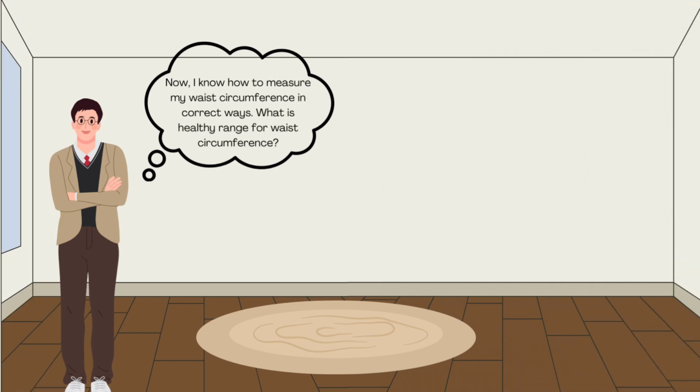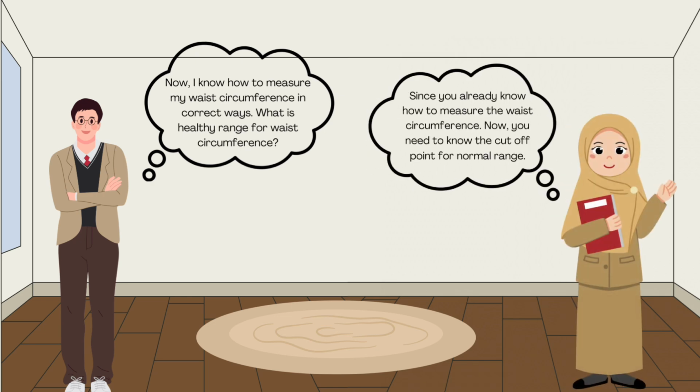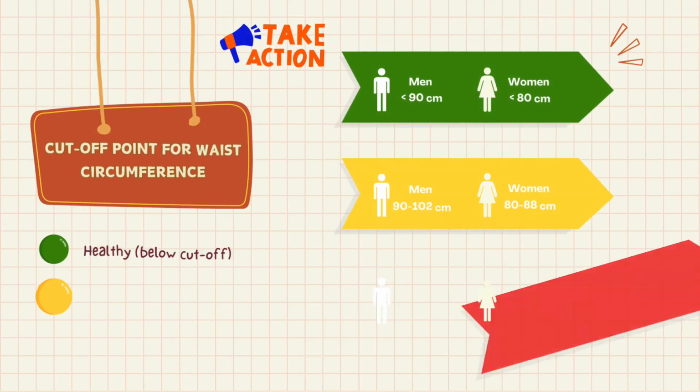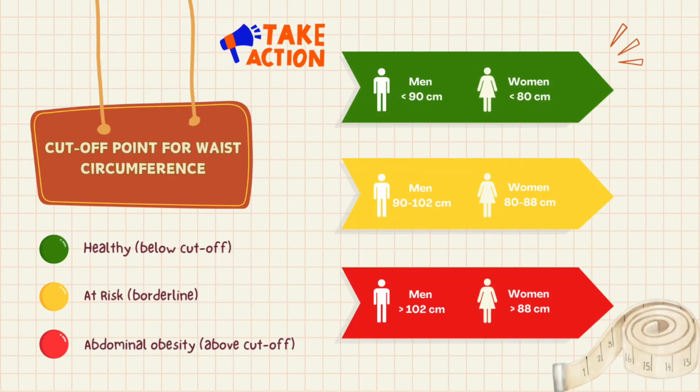What is a healthy range for waist circumference? Since you already know how to measure the waist circumference, now you need to know the cutoff point for the normal range. So what's a healthy waist size? Healthy. Men, less than 90 centimeters. Women, less than 80 centimeters.